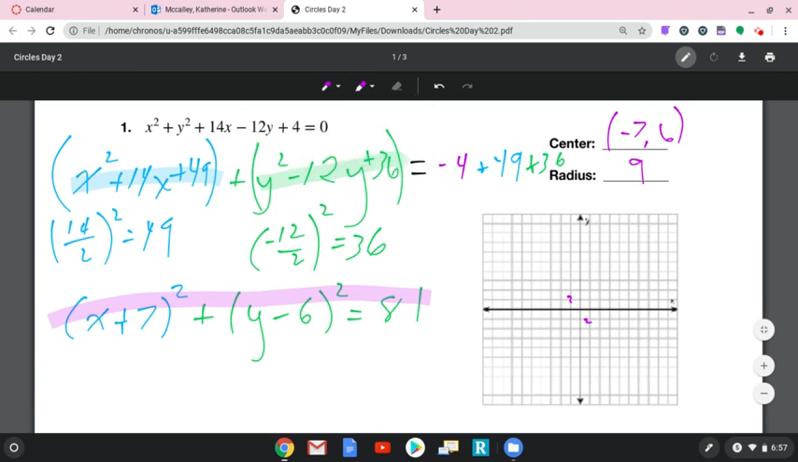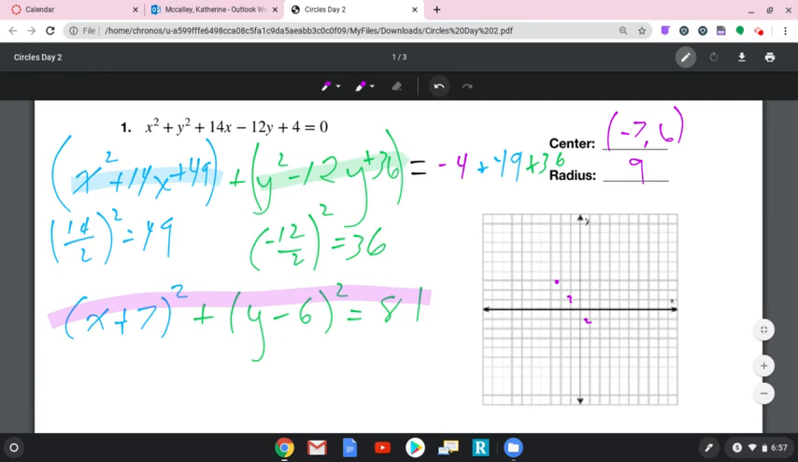My negative 7, so it's 2, 4, 6, negative 7 is about right there, okay? But actually, I got to go up, though. So I've got negative 7, and then I go 6. So then I'm going 2, 4, 6, so negative 7, 6 is about there. And then I'm counting over 9.